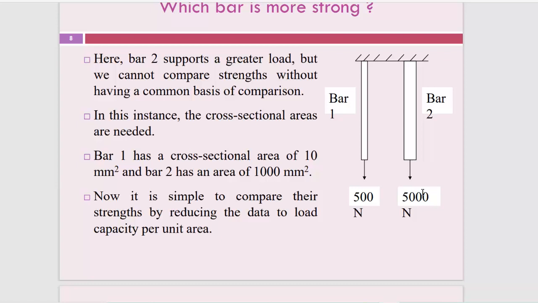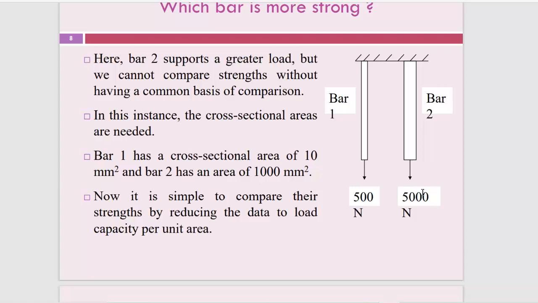Because you cannot say which one is strong. Why? Because you don't know the stress capacity of these bars. What is the stress on this bar? You don't know. You are just physically seeing that bar 2 is taking more load, 5000 Newton, and bar 1 is only 500 Newton. That's why you think bar 2 is stronger.